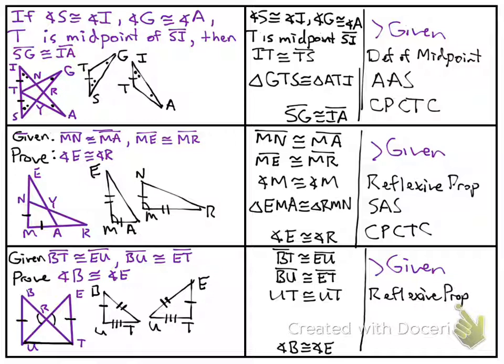From there, I have two congruent triangles. So we'll go triangle BUT is congruent to, let's say we went one and three, so ETU. That would be by side, side, side. And then last, angle B and angle E, which are now corresponding angles here. Corresponding parts of congruent triangles are congruent.